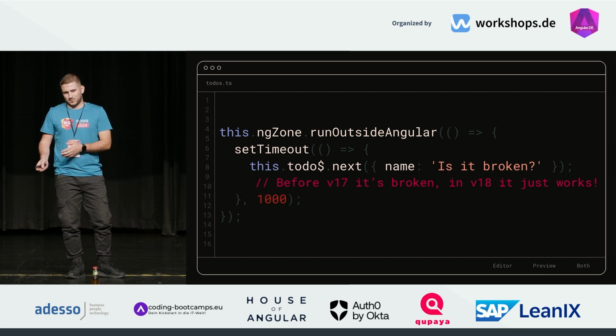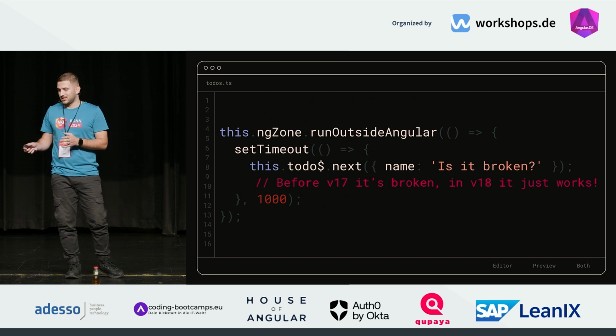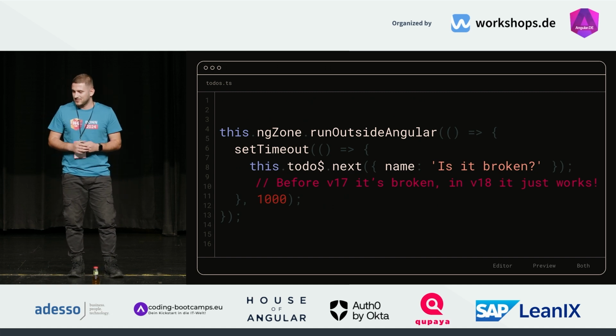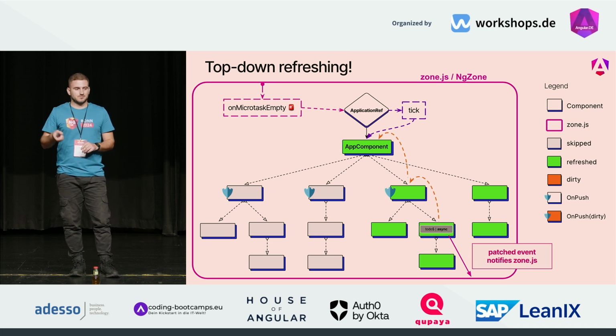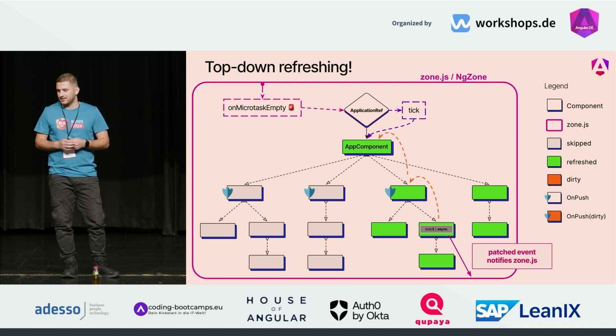Well, is it broken before v17? Yes. It wouldn't do anything. Your application probably will be in a broken state. But in v18 and later, it just works. And I'll show you how. Basically, async pipe does the same thing and is affected by the same Zone.js patched stuff as the other events.